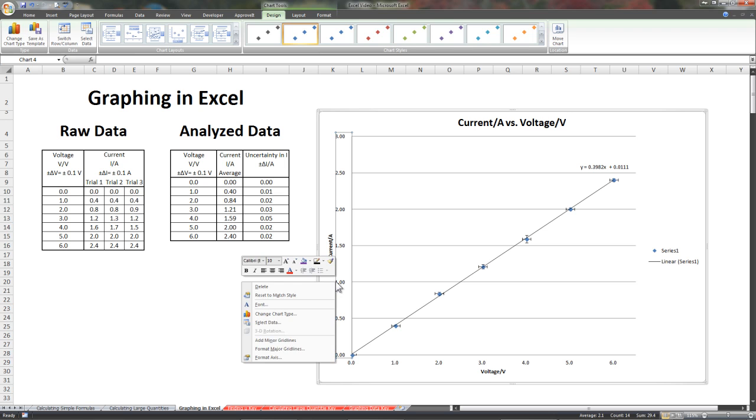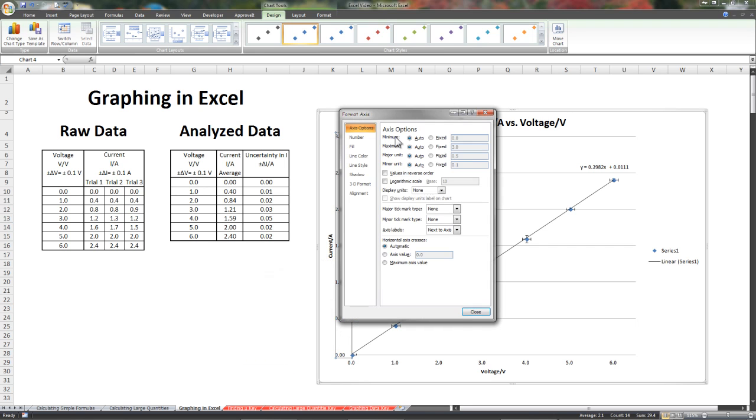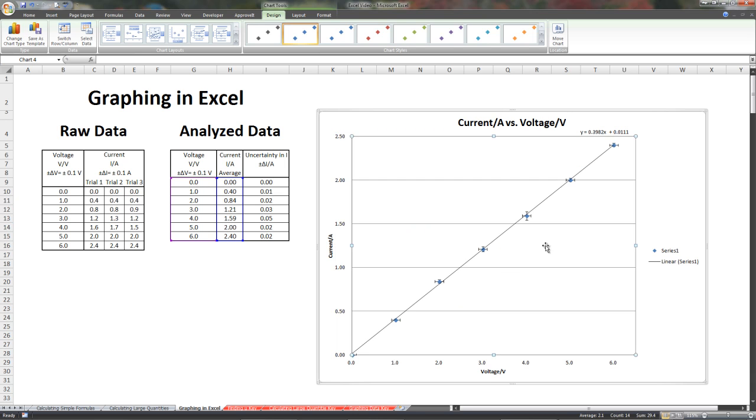And then same thing with the current. We can go ahead and format it, and set the maximum. Instead of 2.4, let's go 2.5 amps. That way it covers the whole graph, and we still have a little bit extra. So this is what your graph should look like.